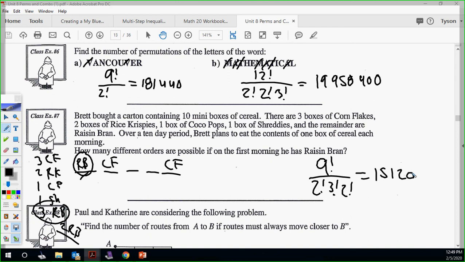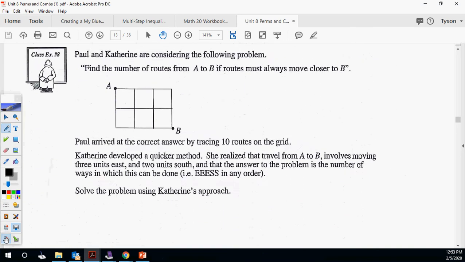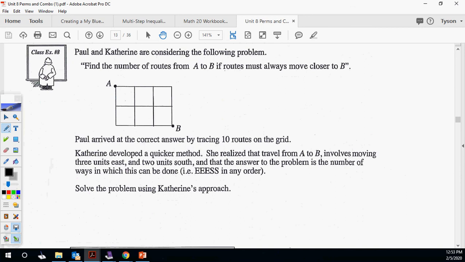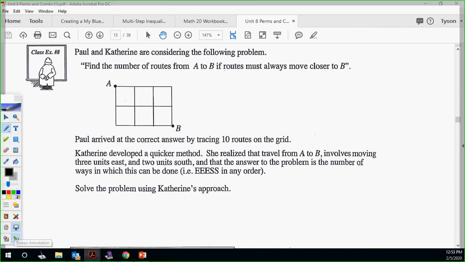Okay, we're going to talk about a little bit of a path here. All right, let's look here. Paul and Catherine are considering the following problem. Find the number of routes from A to B if the routes must always move closer to B. So it means you just can't move back. Paul arrived at the correct answer of 10 routes on the grid. Catherine developed a quicker method.